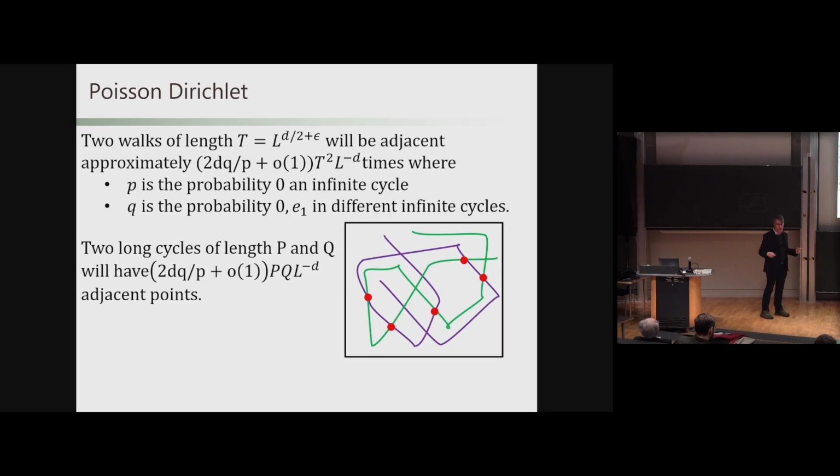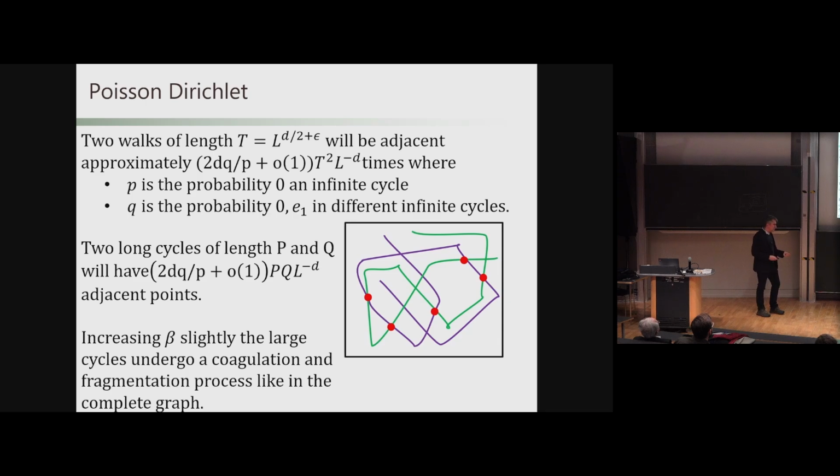Okay, so now if I take two longer cycles, I could split them up into segments of length t, and for each segment compare how many times they're adjacent. This will say that if I have two long cycles, the number of times they're adjacent is proportional to the product of their lengths. And so if I increase beta slightly, the chance that I merge two cycles together will be proportional to the product of their lengths. The probability that I split a cycle in two parts such that both parts are large will be proportional to the square of its length. And so we get the same multiplicative coalescence and fragmentation process that Schramm had in the case of the random transposition shuffle.